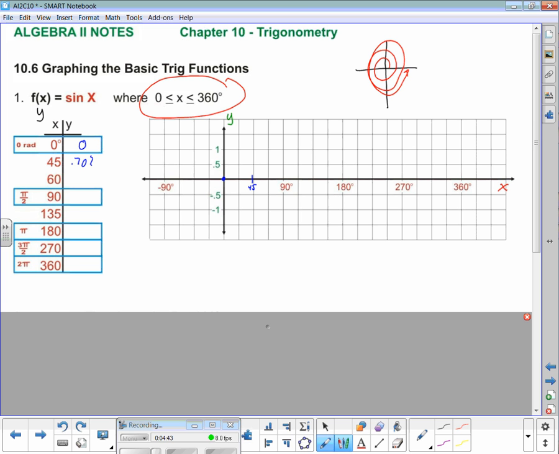0.7071, what's the next digit to round off? 0 or 1? 1, okay. 0.7071. All right, so we're guesstimating. So 0.707 is probably somewhere about there, right? Decent guesstimate. All right, so I went to 45 degrees and about 0.7 up.